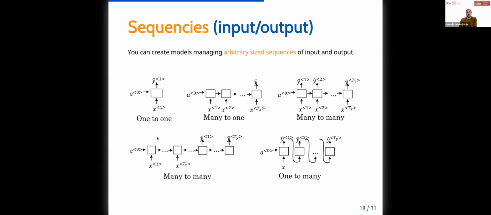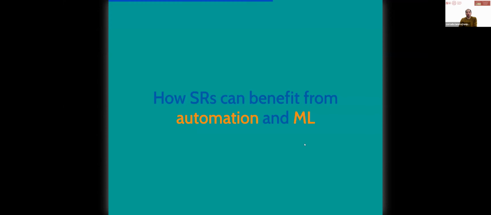So, for example, think about translating your search strings from one engine to another engine, and quite surely the length of the search string for one engine is different from the other one. And also you can use a single input to have a varying length of output.